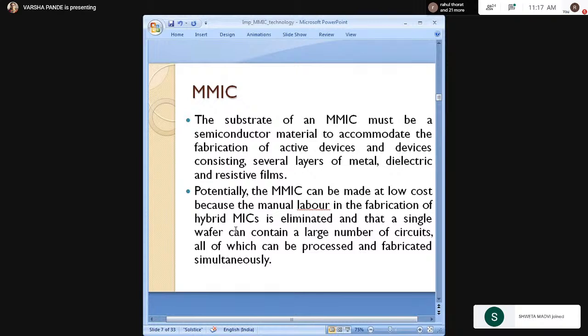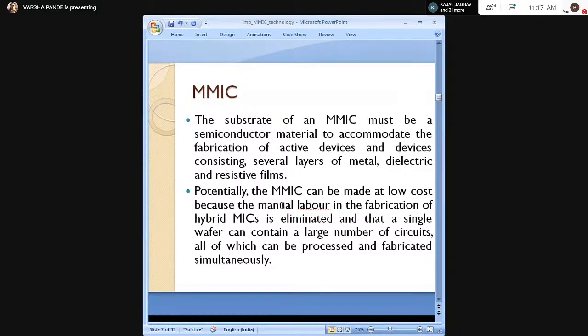Already I told you this MMIC can be made at low cost because the manual labor in the fabrication of hybrid MICs is eliminated. Means what? In hybrid MICs, individual ICs are fabricated. For this again labor is required, and we require the fabrication techniques again, and all are combined together. Someone should manually combine or assemble them all together to form a complete circuit. For this again labor is required.